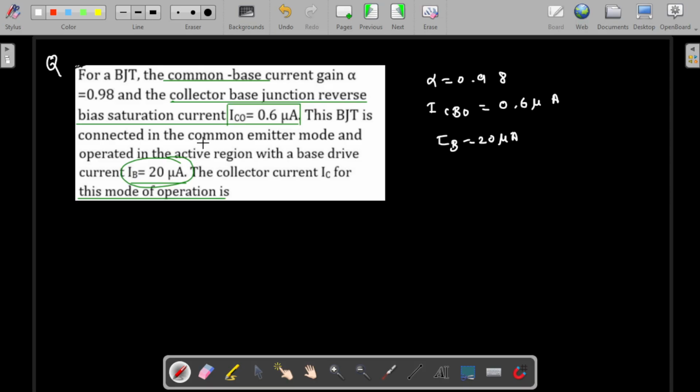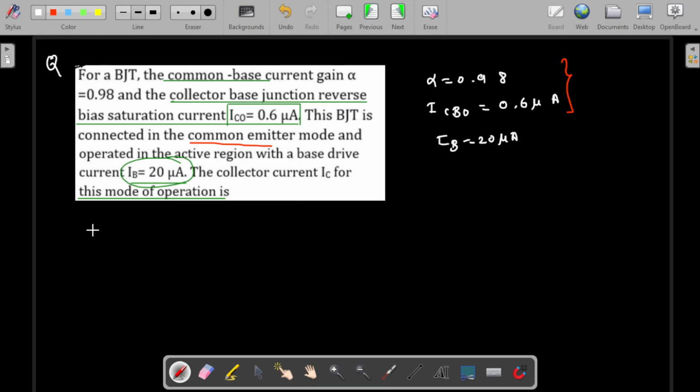The BJT is connected in common emitter. So now they are changing the configuration. So they are changing into common emitter mode and operating with the base current of IB. So this is one set of configuration, and this is another set. So they are asking for the collector current in the common emitter mode. So this is one of the important questions.